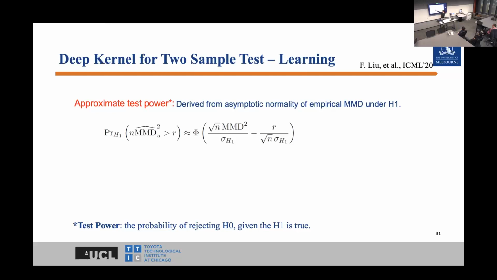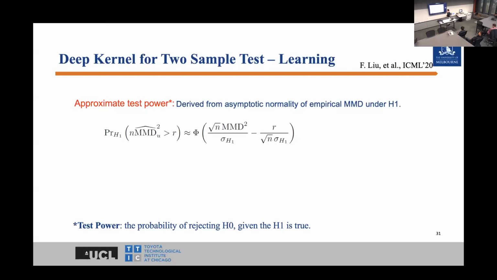If P and Q are different, we know the asymptotic distribution of the unbiased estimator of MMD will follow a Gaussian, normal distribution. Then we can analyze the test power. Why can we call this test power? Because P and Q here are different, and R is a positive constant, so this probability will approach one. MMD must be a positive value, it cannot be 0, so this probability should be close to 1.